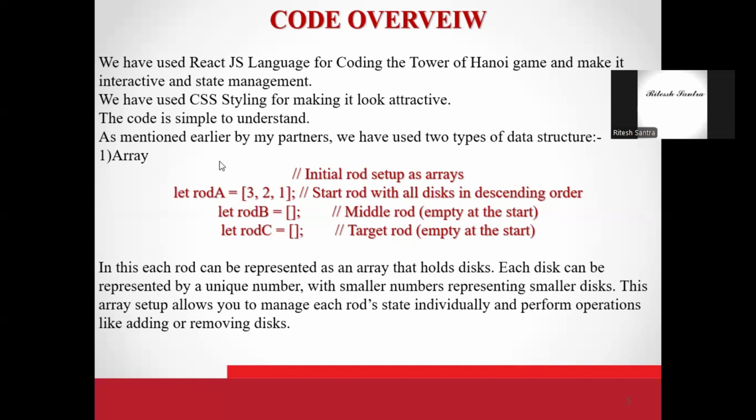The code is simple to understand, and as mentioned earlier by my partners, we have used two types of data structures: array and stack. For the array, I have used an example, the initial rod setup as an array. This example states that we have used three rods: rod A, rod B, and rod C, and we have used the array to sort the disks in descending order. Each rod can be represented as an array that holds disks. Each disk is represented by a unique number, with smaller numbers representing smaller disks. This array setup allows you to manage each rod's state individually and perform operations like adding or removing a disk.